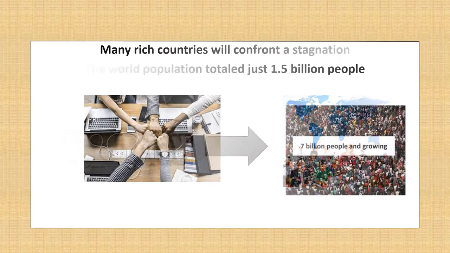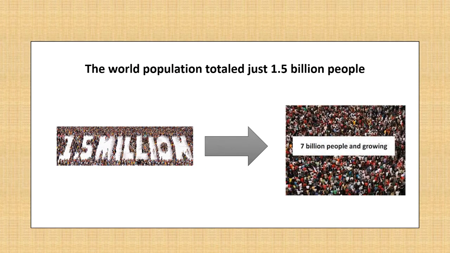Just over 100 years ago, the world population totaled just about 1.5 billion people. Since then, the global population has increased almost fivefold. Today, there are about 7.2 billion people living on our planet. Of them, an estimated 232 million are international migrants, meaning people living temporarily or permanently outside of their country of birth. They represent 3% of the world's population.